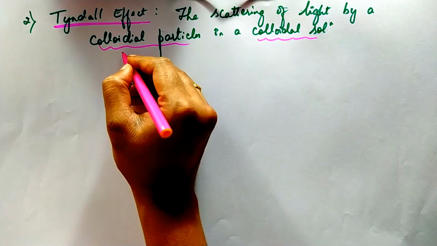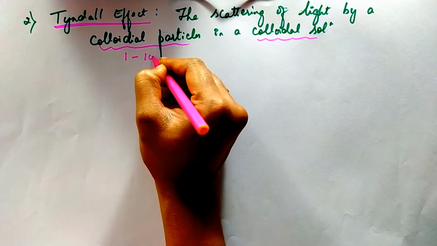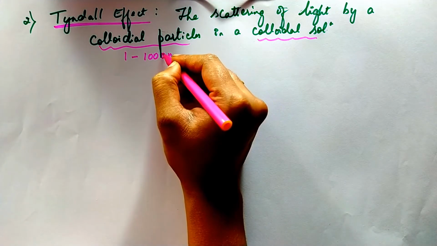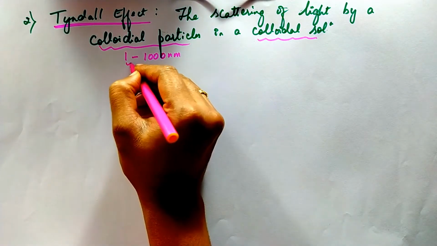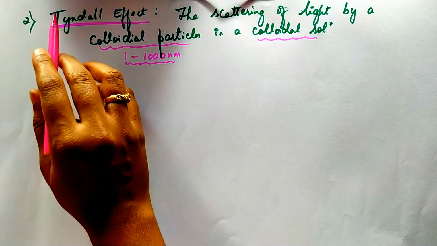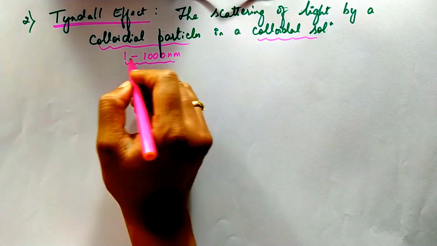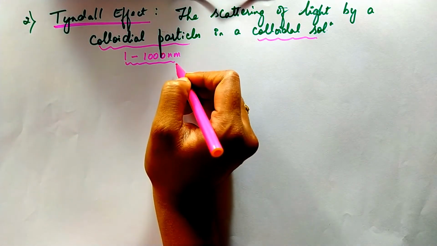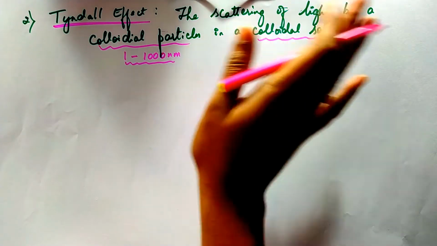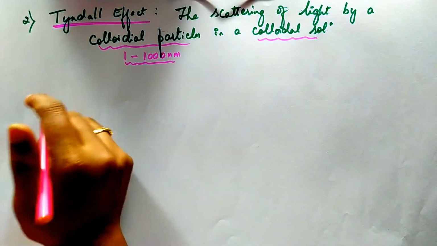Colloidal particles range from 1 to 1000 nanometer in size. The Tyndall effect takes place only if the particle size ranges between 1 to 1000 nanometer. Then only the light gets scattered. This is the definition of the Tyndall effect.